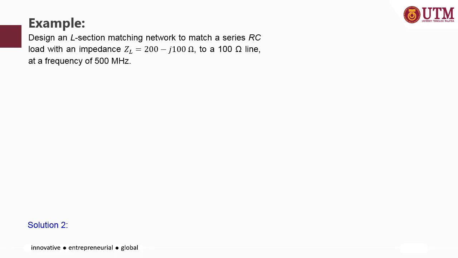Okay, let's look at an example: designing an L section matching network to a series R and C load with a load impedance of 200 minus j100 ohm to a 100 ohm line, meaning that the characteristic impedance is 100 ohm, at a frequency of 500 megahertz. All right, so as usual, to perform matching networks, it will be much easier to use the Smith chart.